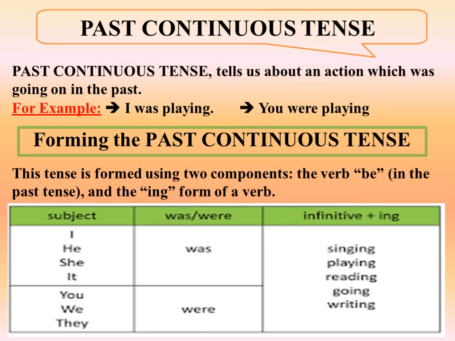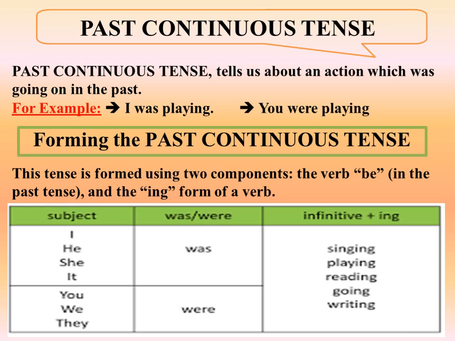Now, we are going to see past continuous tense. Here in the past continuous tense, it tells about the action which was going on in the past, where the action is not completed, but the action took place in the past. For example, I was playing. So what does it mean? You were playing, but is the action completed? It is completed, but the sentence doesn't represent it as if it was completed. I was playing before, like that.